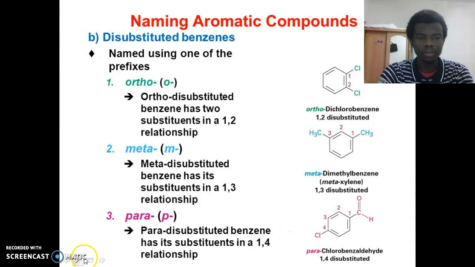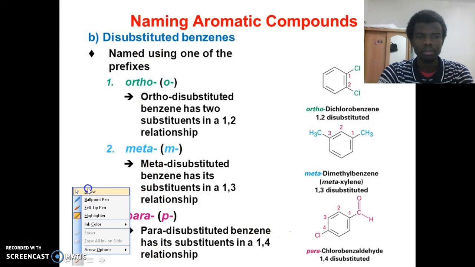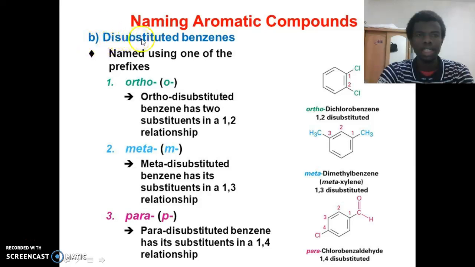B. Disubstituted benzene, that is benzene that has more than one substituent. Now we have here a few prefixes. One, we have ortho. Ortho disubstituted benzene has 2 substituents in a 1,2 relationship.